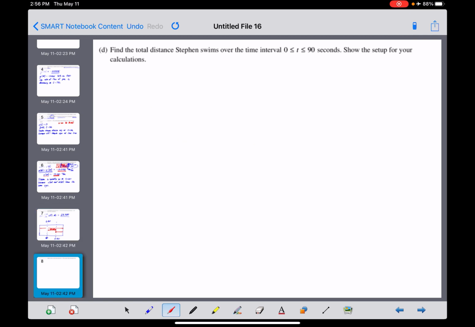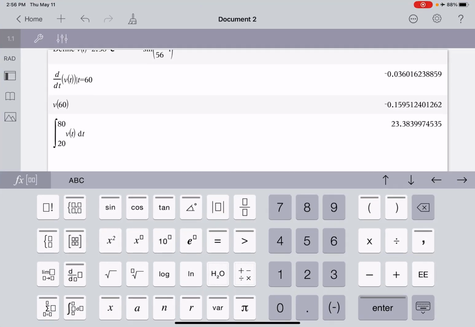Okay, that's part C. On to D. Find the total distance that Stephen swims on the interval from 0 to 90. Hopefully you guys recognize that. Total distance traveled is a formula that we've used throughout the course of the year. It's difficult on a non-calculator question, but on calculator it's pretty simple. It's really just the formula for displacement from 0 to 90 of your velocity function, except for total distance traveled, we do an absolute value around that velocity function. We don't want to take into account that he's moving backwards when velocity is negative. So if we simply type it into the calculator like this, I think we're going to get our answer right away. So here we go.